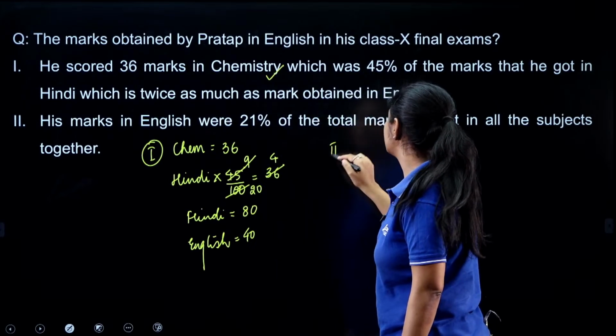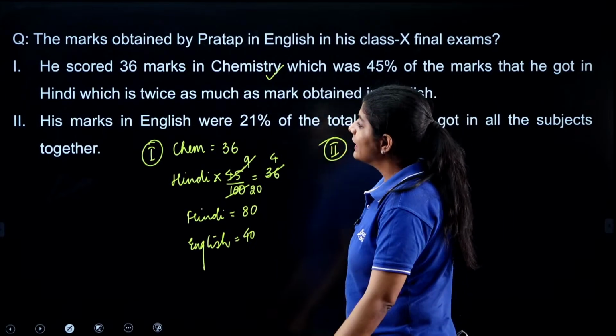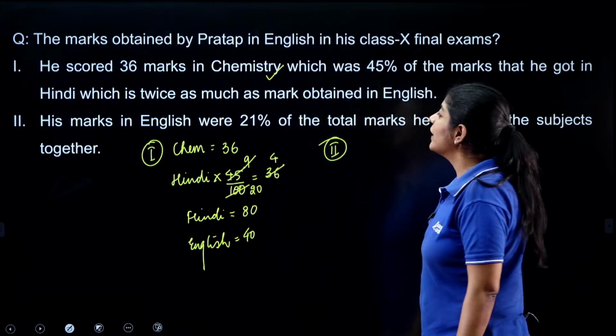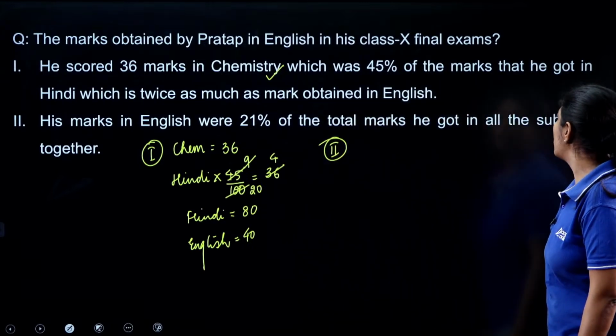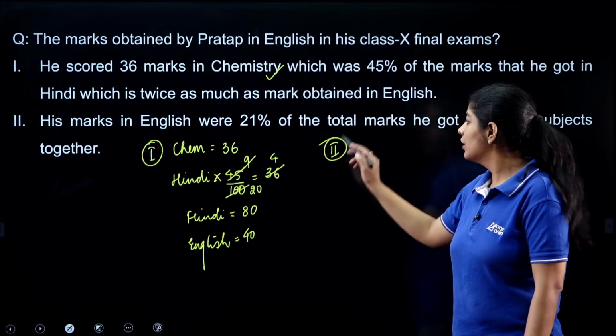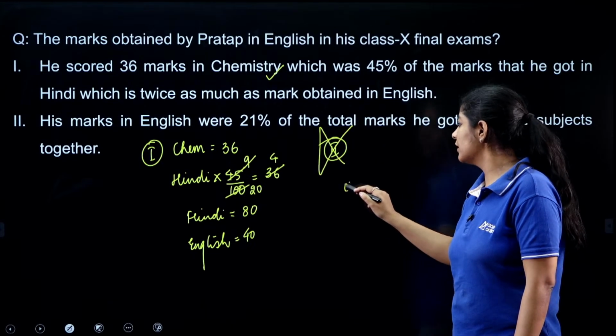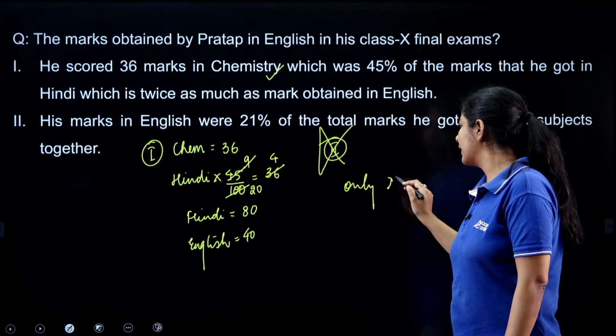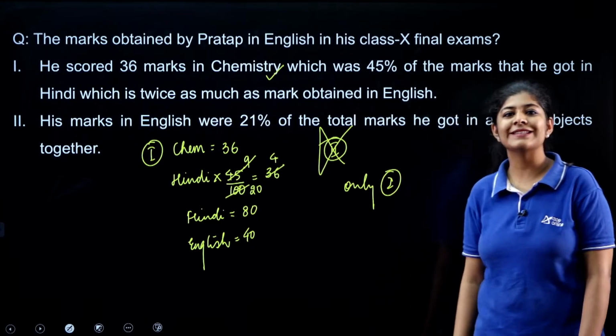Now, the second one. His marks in English were 21% of the total marks he got in all the subjects. Do we know the marks of other subjects? No. That means this one is not sufficient. Only 1. Only 1 is the correct answer.